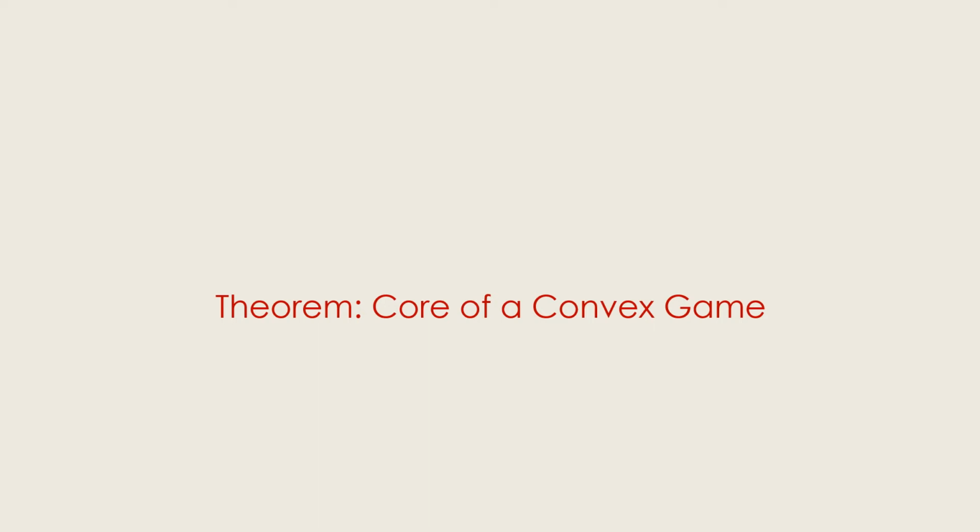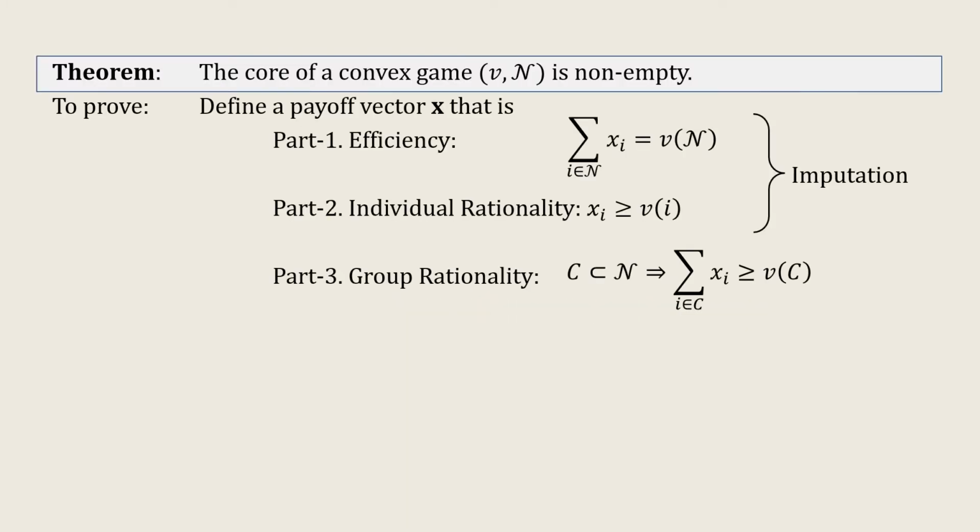Theorem: the core of a convex game is non-empty. That's the statement of this theorem. In order to show that it's non-empty, all we have to do is define some payoff vector x that is efficient, individually rational, and group rational, and thus it belongs to the core. Therefore, the core of the convex game is non-empty. So all we have to do is define such a payoff vector x.